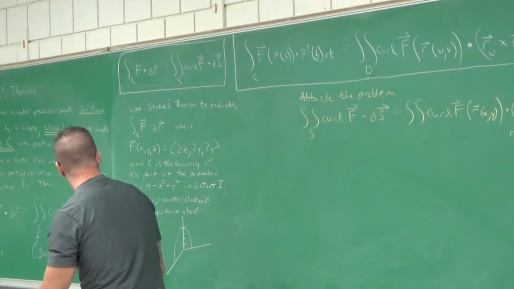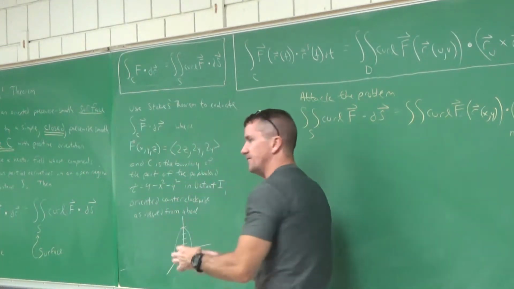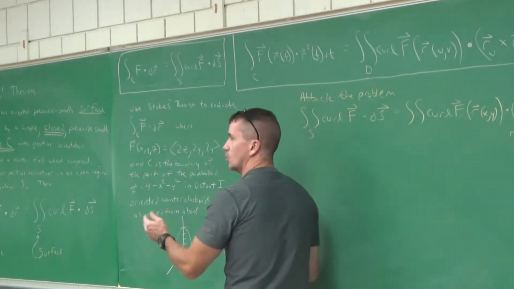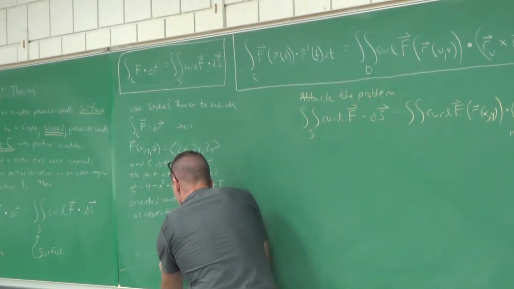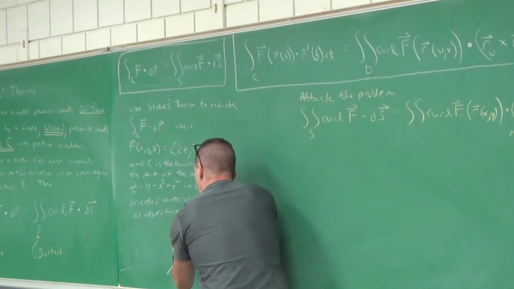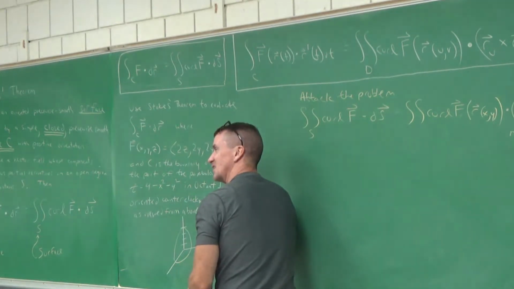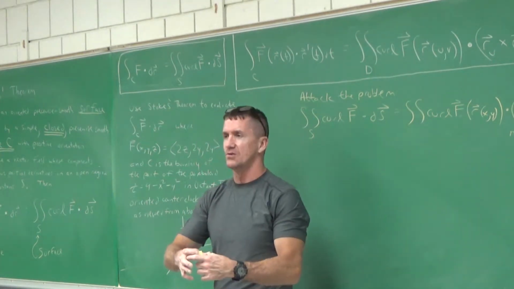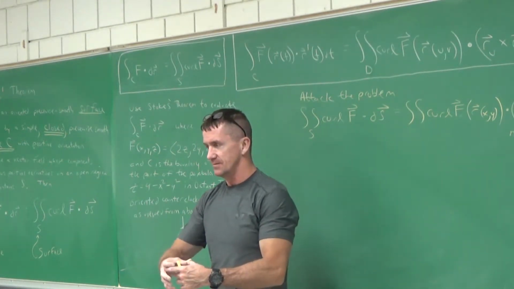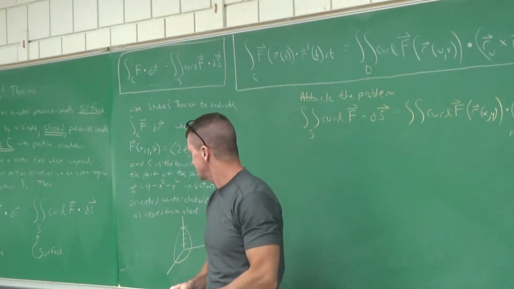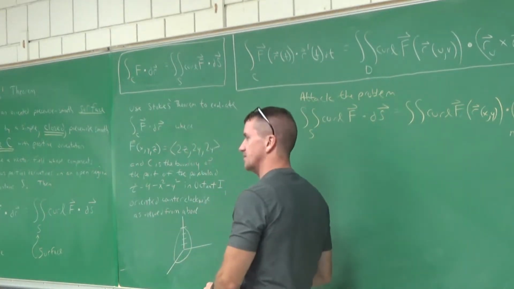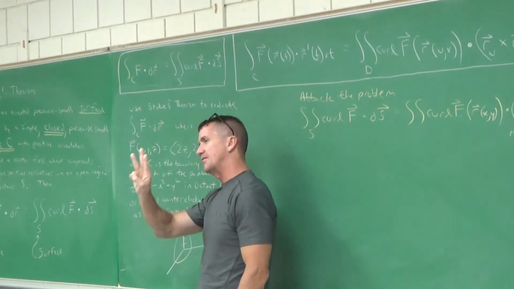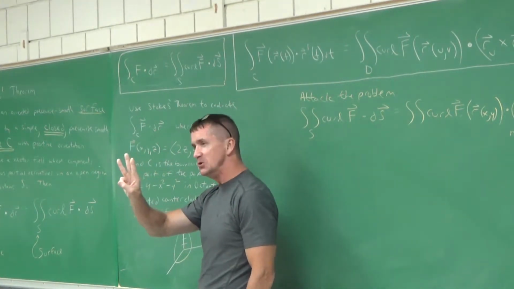But right here, they don't want the full circle. They only want the part of the circle, the quarter circle, that's in octant 1. It's only that part, not all the way around. You'd have the full circle that hits the xy plane. So, do you notice something? If we did attack the problem this way, can you tell you'd have three line integrals to do? You do see that. That's good.